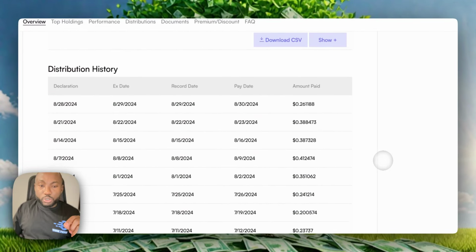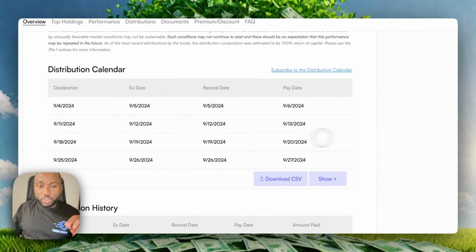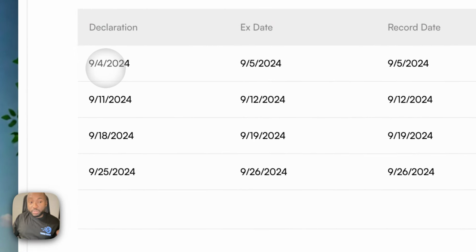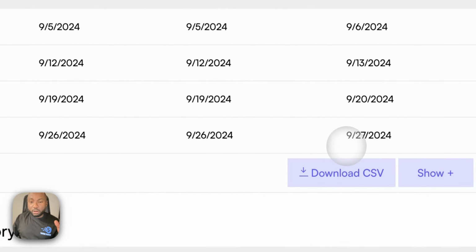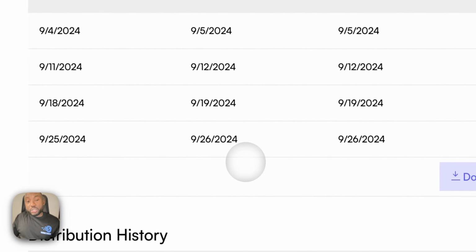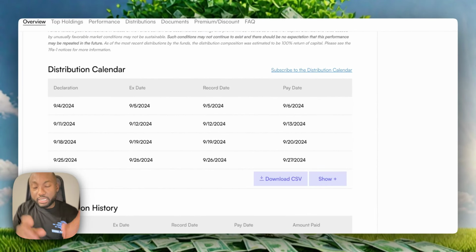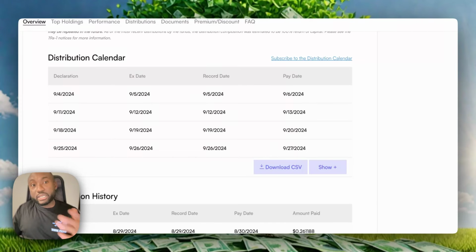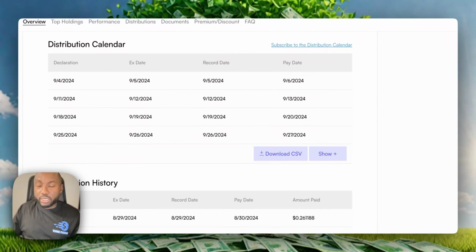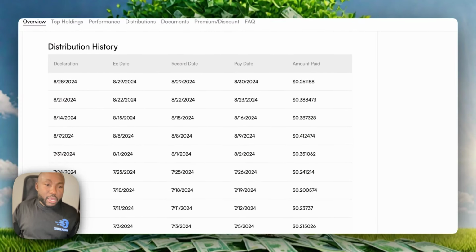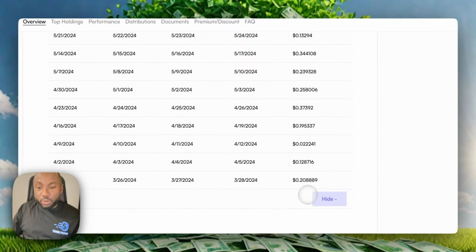If we look at the whole distribution history, this is the schedule for distribution, so the next ones they're going to pay are going to be on September 4th, September 11th, September 18th, and then September 25th. These are the schedule for the next distributions. So if you want to invest and capture that dividend, those are the dates you have to know. And of course, you have to invest 1 day, 2 days before the distribution date in order to capture those dividends.